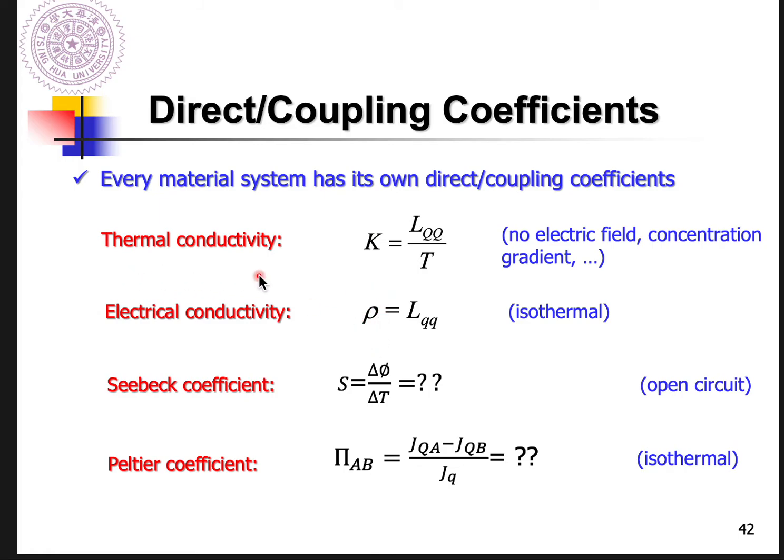For the first example, take the thermal conductivity kappa. Kappa is equal to L capital Q divided by T, measured under the condition of no electrical field and no concentration gradient. And electrical conductivity, sigma, is equal to L small q. Or you can say L small q is equal to the electrical conductivity and must be measured under isothermal conditions.